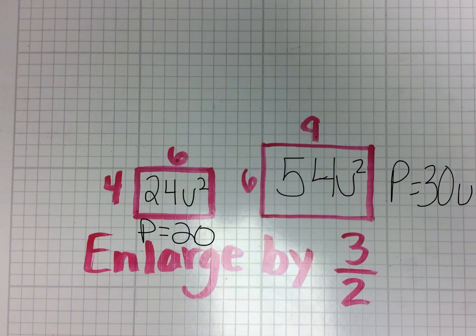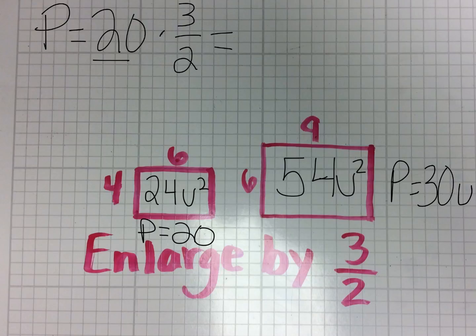So if we looked at the original perimeter, and the original perimeter is 20, and we took 20 and multiplied it by 3/2, we should get the new perimeter of 30. So 20/1 times 3/2, well, 20 times 3 is 60, and 1 times 2 is 2. 60 divided by 2 is 30. So it did work.